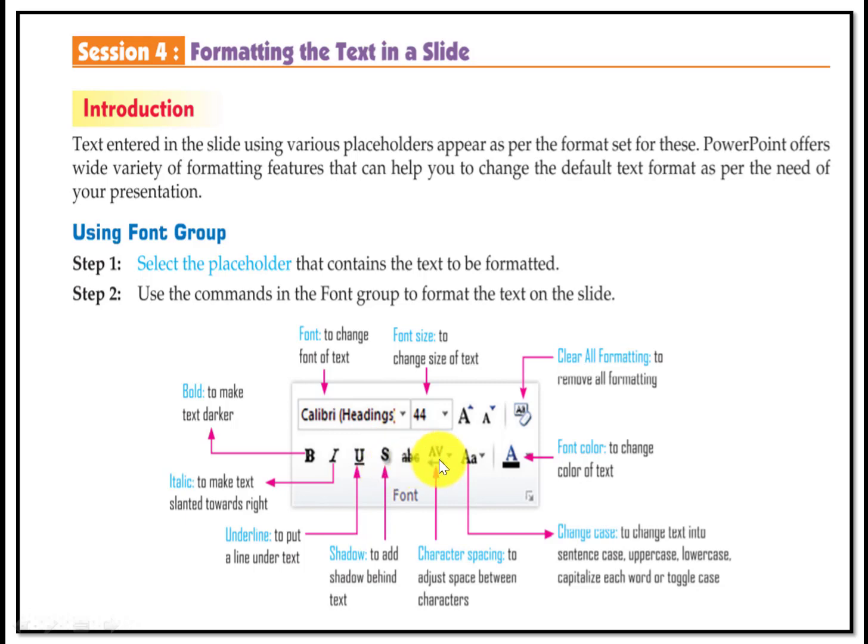And this is the character spacing, to adjust space between the characters. This is the font size. This is the superscript and subscript and clear all formatting. If you do not want to do the formatting, like if you do not want to change the color of the text or the size of the text, then click on this button. It will clear all the formatting.